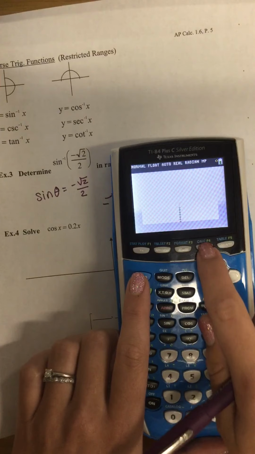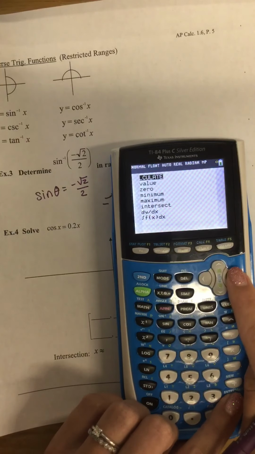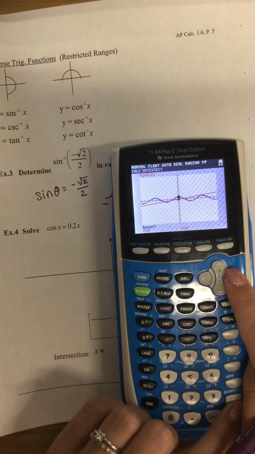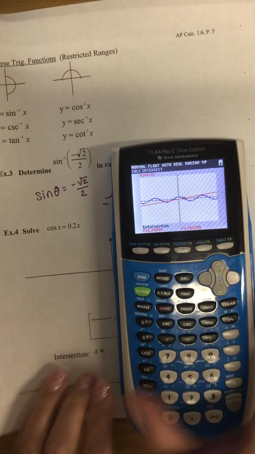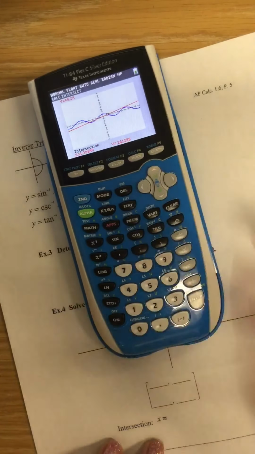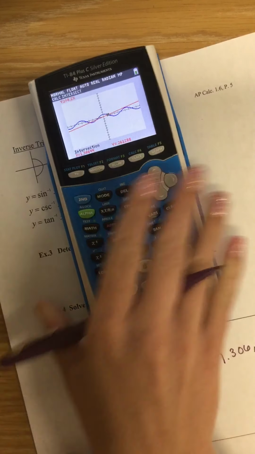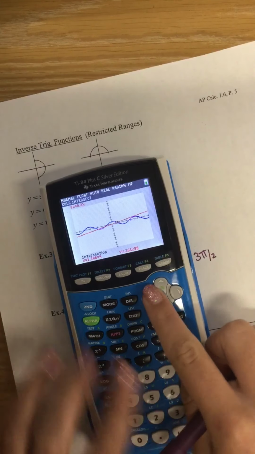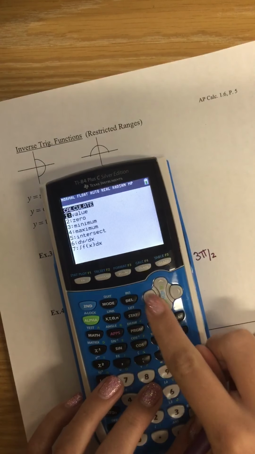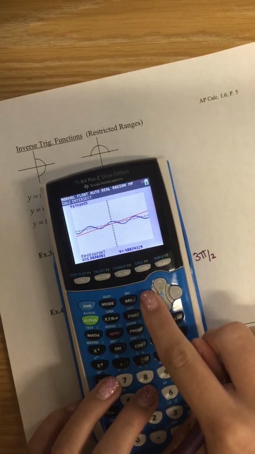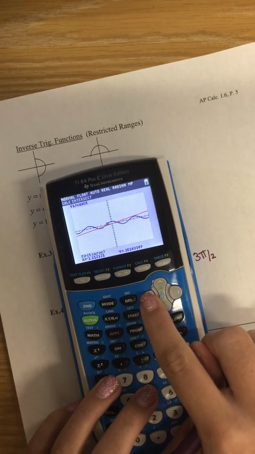Second, calculate, intersect. I'm going to graph my first and my second. And it tells us our intersect here is at 1.306. And we've got to see if there's any other intersects. Do you see how it crosses there? But I should have a couple more. So let's see where else. Over here, I see another intersect.